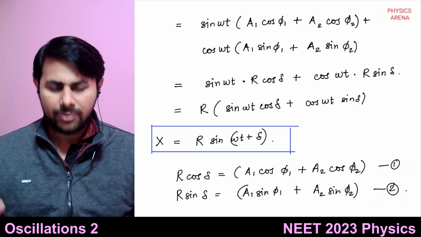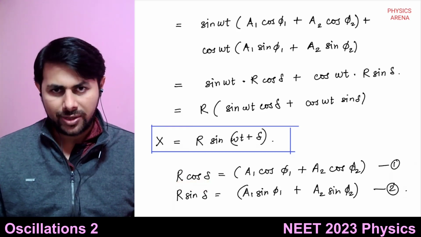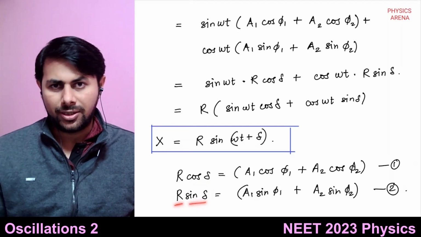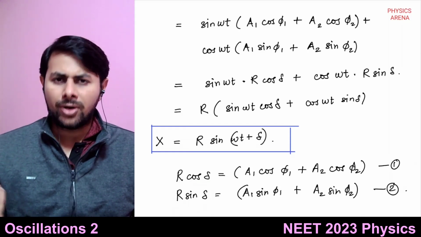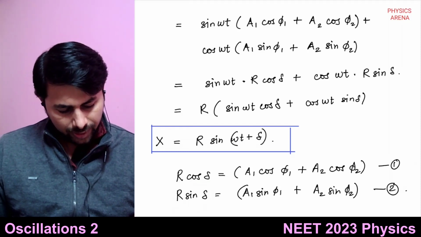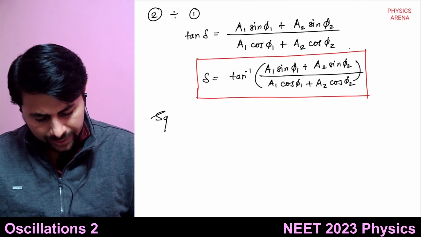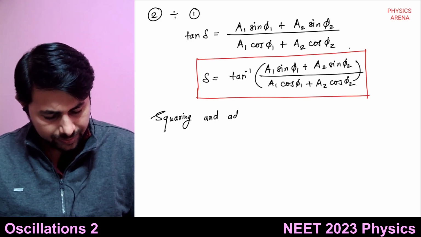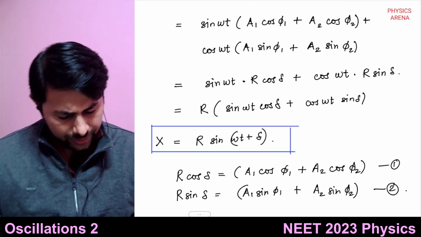Why? Because if you square the left hand side, what do you get? R square cos square delta. And if you add R square sin square delta into it, what will happen? You can take R square common. It will be cos square delta plus sin square delta. That's 1. So let's square and add these two. So squaring and adding 1 and 2, what do we get?